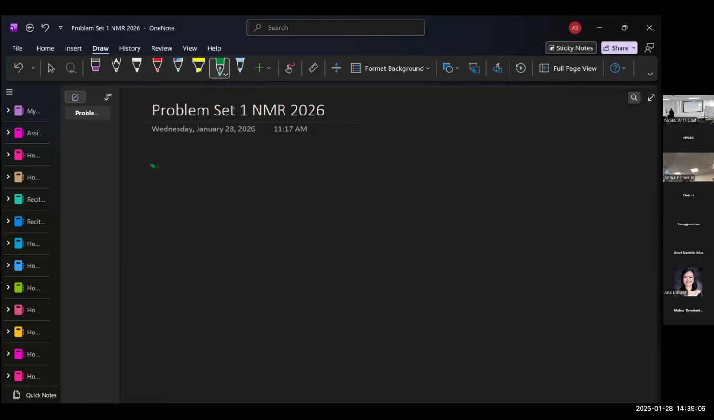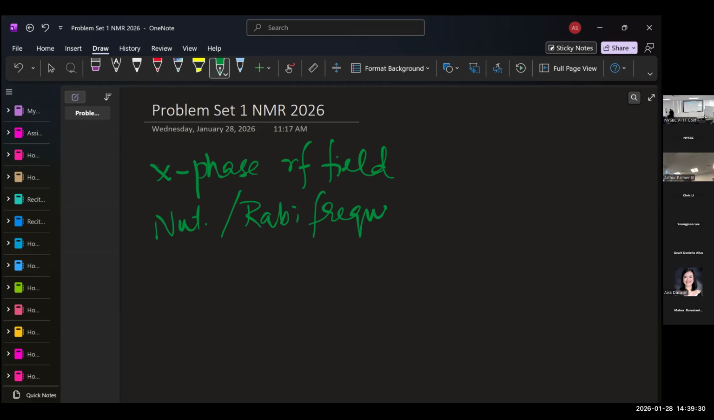So this is working at least. From a technical point of view, I have an on-resonance RF field along X, an X RF field with a nutation frequency, or what are called today the Rabi frequency, in radians per second as omega 1.